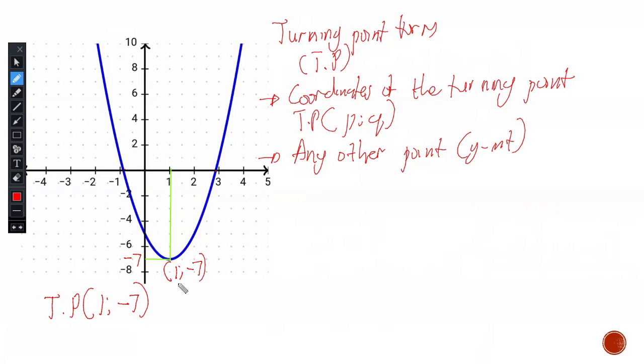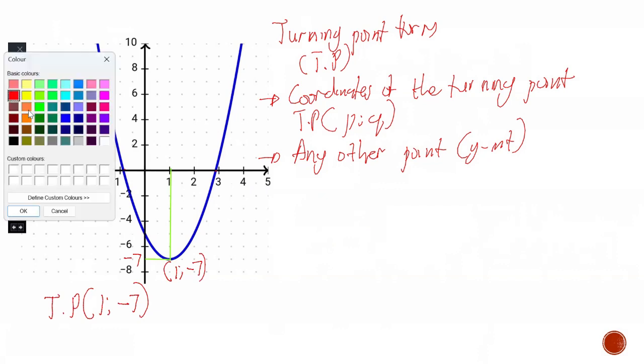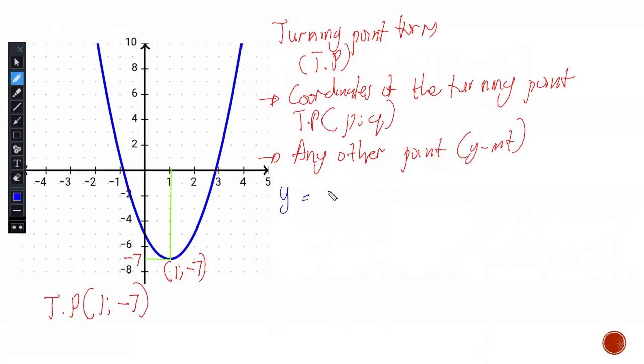So they will be given to you. So this is your turning point. Now, what do we do? If we want to calculate for this one, this is how we approach this question. We have y equals a(x minus p) squared plus q. So the first thing that you're going to do is write that equation for the turning point.